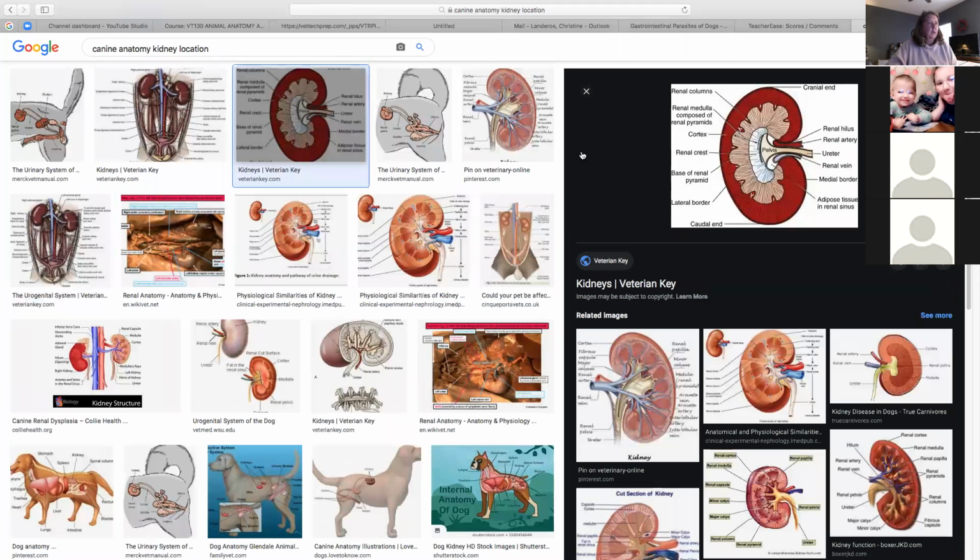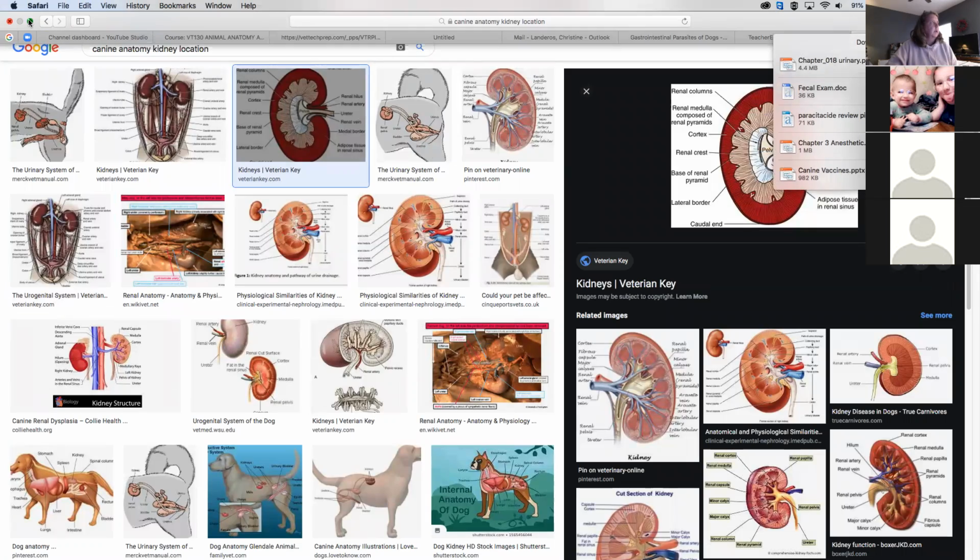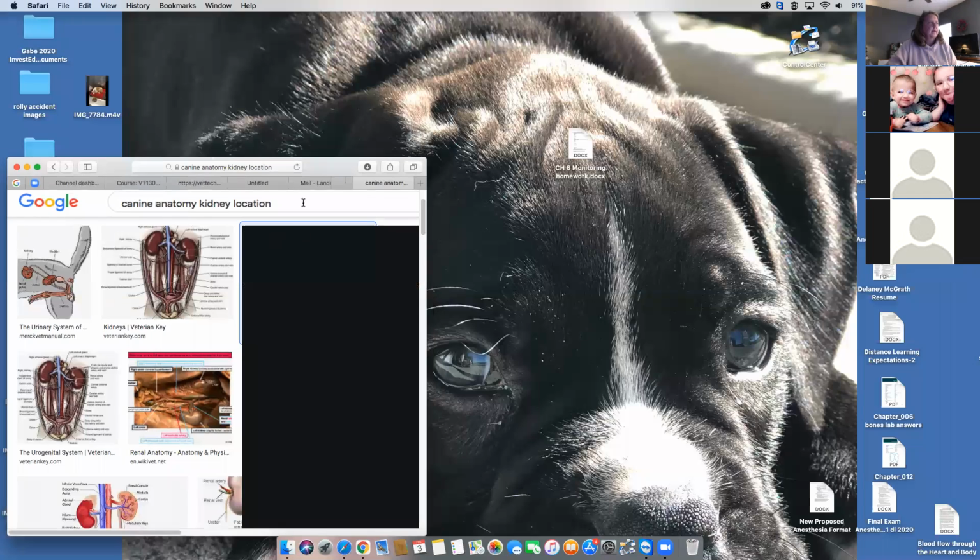And then there's some pictures here of the anatomy of the kidney. Sorry, okay, I'll probably come back to that in a second.